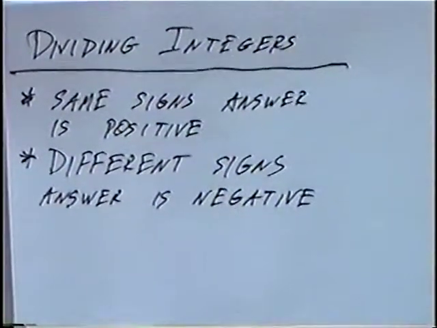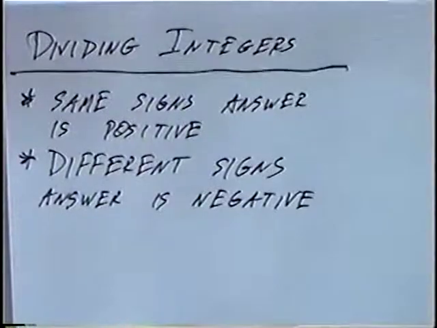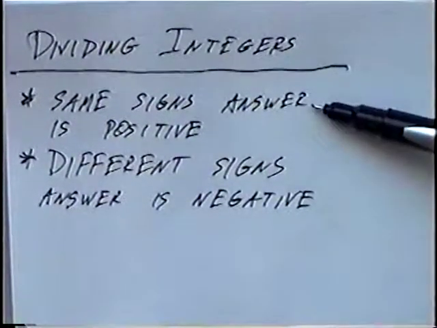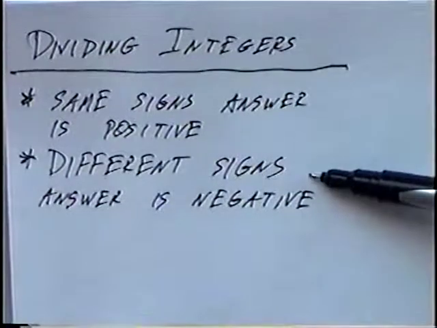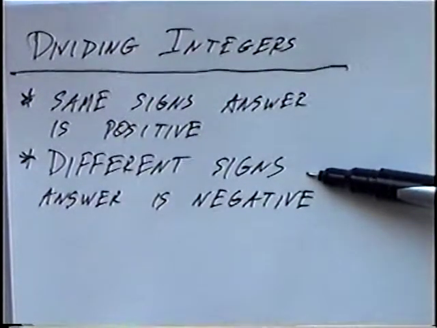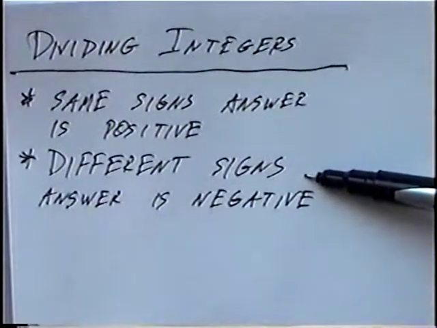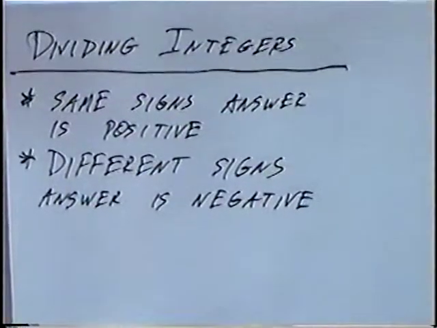Looking at these definitions, they're exactly the same as the previous section for multiplying integers. When you divide, if you have these same signs, both numbers are positive or both numbers negative, the answer will be positive. And the second definition, when you have different signs when you're dividing, one positive number and one negative number, the answer will always be negative.